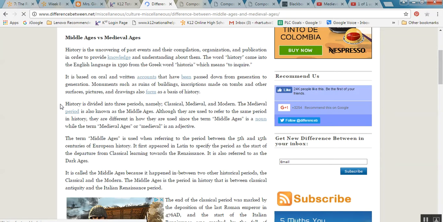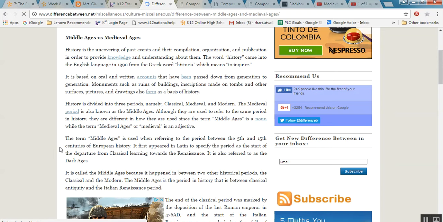The medieval period is also known as the Middle Ages. Although they are used to refer to the same period in history, they are different in how they are used, since the term Middle Ages is a noun, while the term Medieval Ages or medieval is an adjective. The term Middle Ages is used when referring to the period between the 5th and 15th centuries of European history.